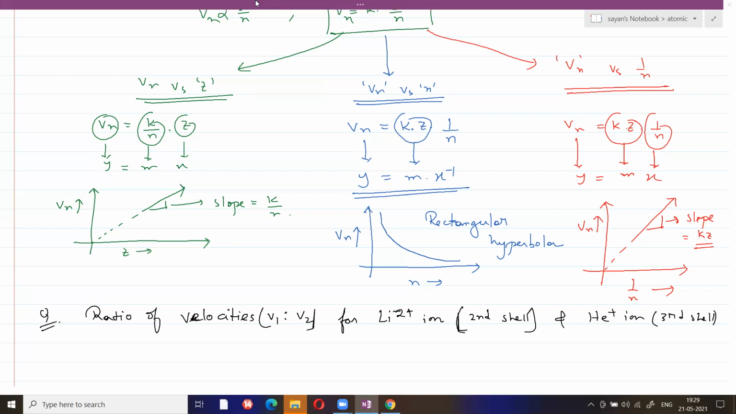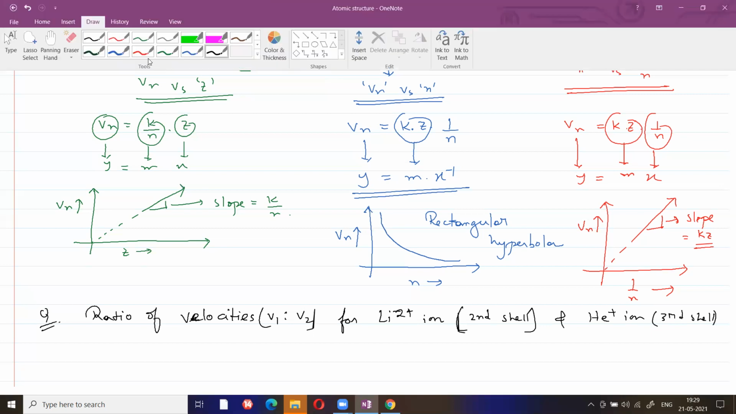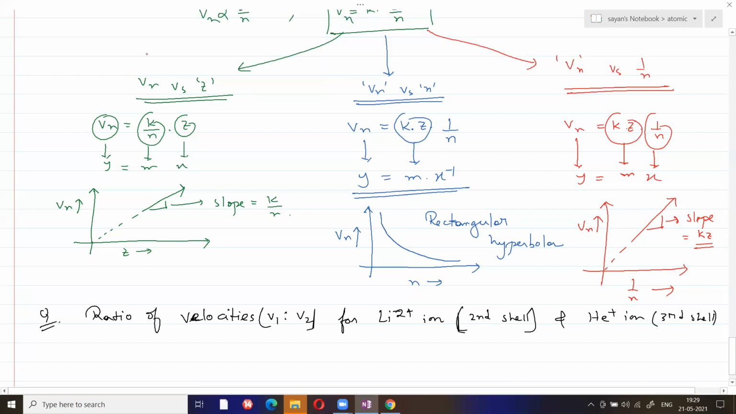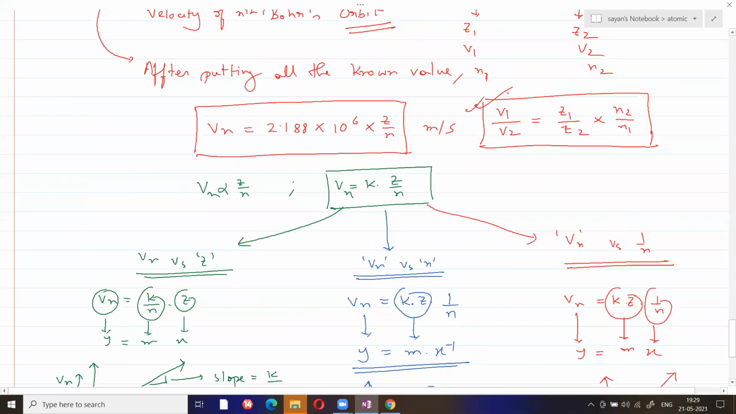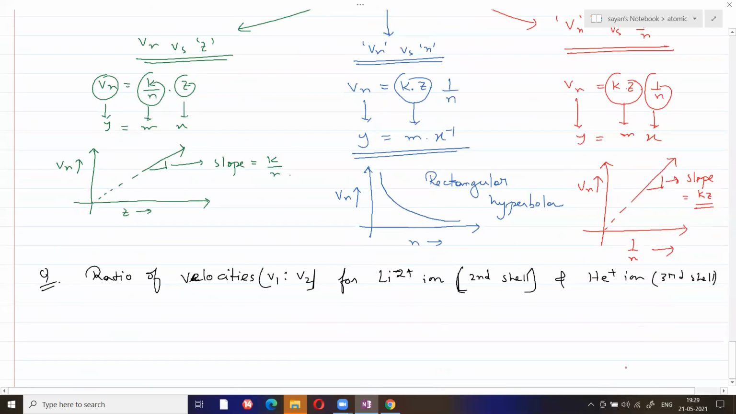Completed. Tell me the value. Tell me the value. Sir, I didn't get this. Easy. Just put the value. v1 by v2. This formula is required. Ratio, na. Only in the ratio case you have to require this one.